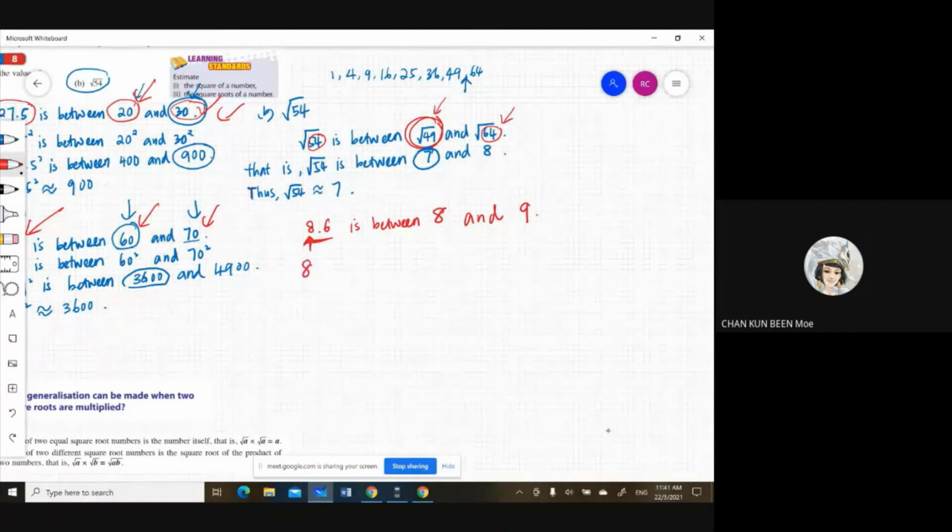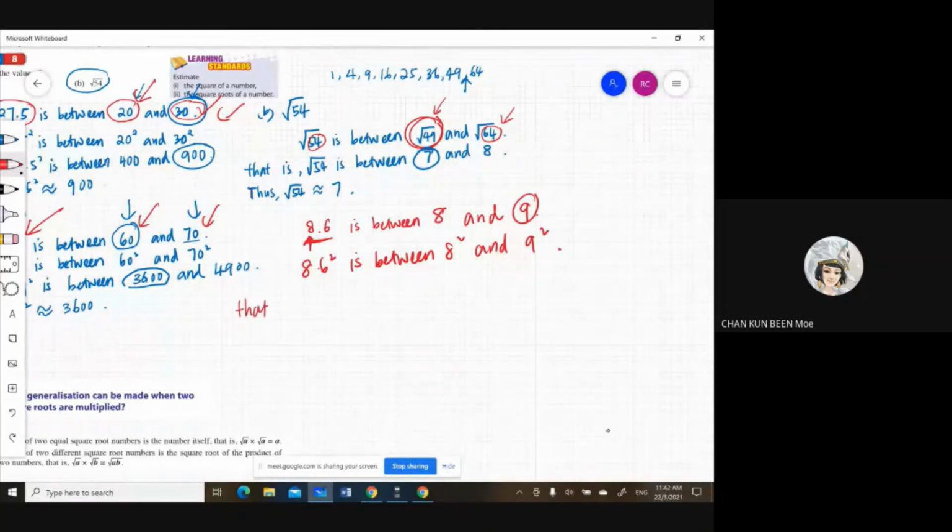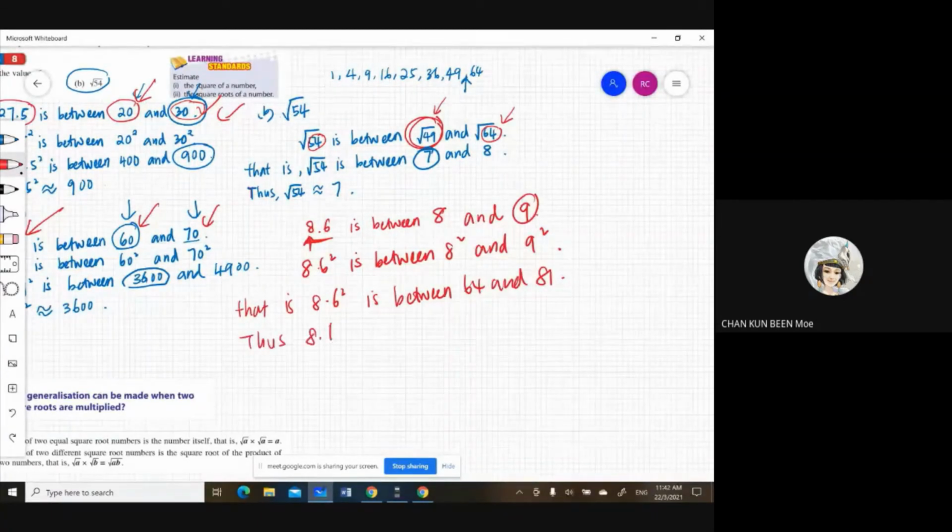Okay, then when it comes to 8.6 squared, it is in between 8 squared and 9 squared. Then you choose whether 8.6 is nearer to 8 or 9. It is nearer to 9. Yeah, correct. Then you can write down 8.6 squared is between 8 squared is 64, 9 squared is 81. Then you can choose the answer. Thus, 8.6 squared is almost equal to the value of 9 squared, which is 81. That is how you choose your answer.